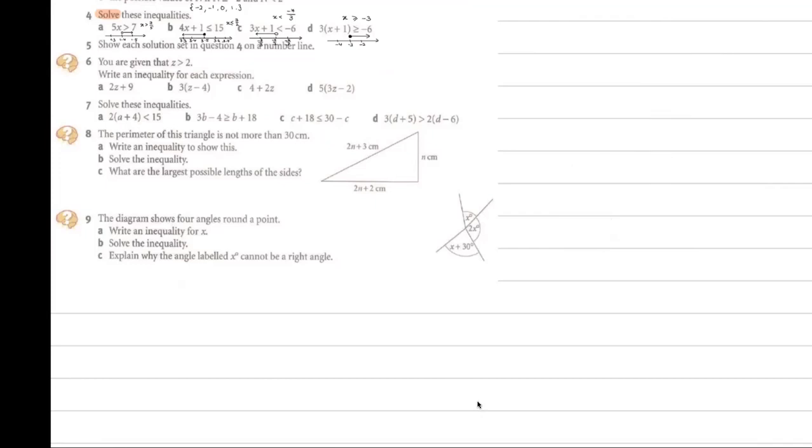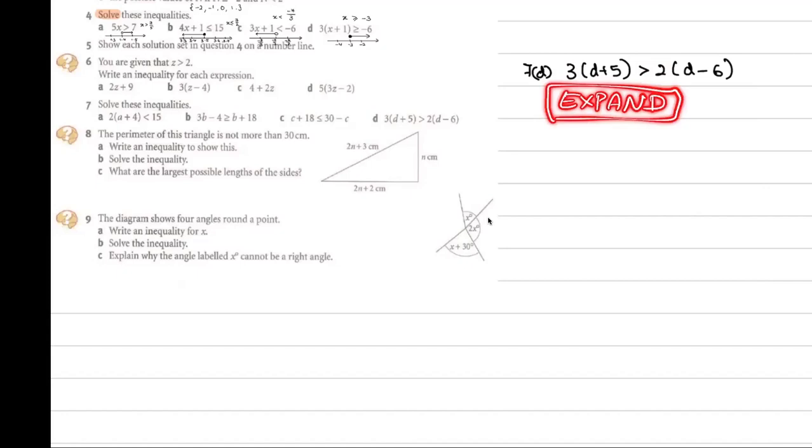Let's look at 7D. Sorry, that's a different question. Let's look at this one here: 3(D plus 5) is more than 2(D minus 6). All right, so here it's a little bit complicated. It's quite difficult for us to remove the number outside of the brackets. So what we ought to do is we just expand it first. We have to expand, unfortunately. Expand meaning that the number will multiply into the bracket.